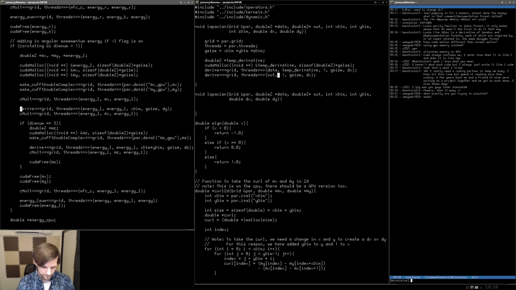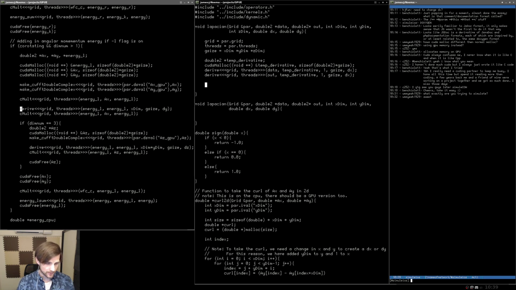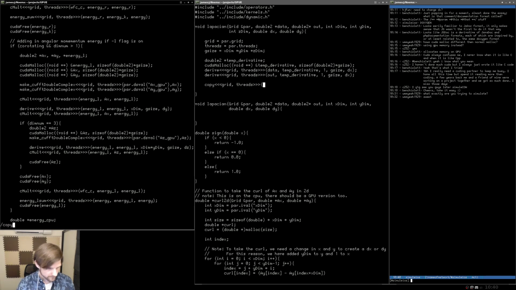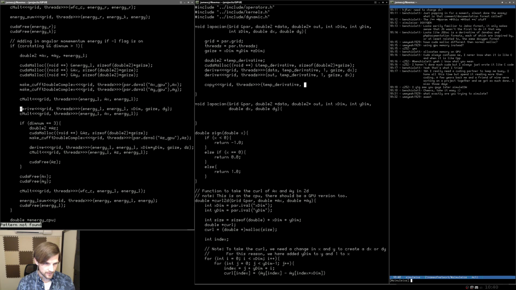There and here. Okay, so now what we're going to do is set the output. Out is just going to be a copy, so we're going to do a copy of grid threads. Do we have the copy over here? No, we don't. So we're just going to copy the temp derivative to the output data. So it's going to be out.